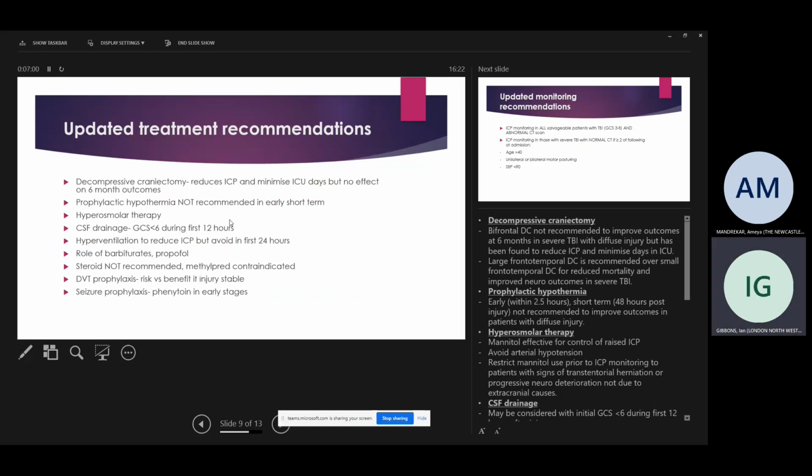And some other key points I thought were steroids. Steroids are currently not recommended for improving outcomes or reducing intracranial pressure. It was actually found that high-dose methylprednisolone is associated with an increased mortality and is contraindicated as well. And also, phenytoin is often used as a seizure prophylaxis. However, this was not recommended for preventing late post-traumatic seizures. However, it is recommended to reduce incidence in the earlier stages.